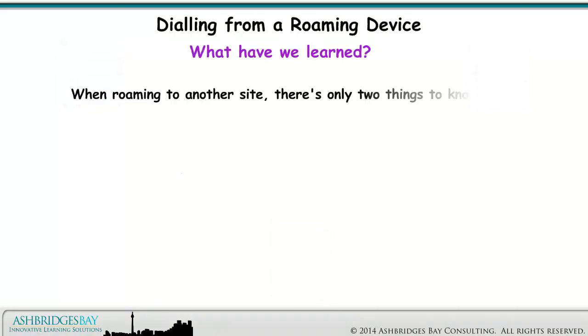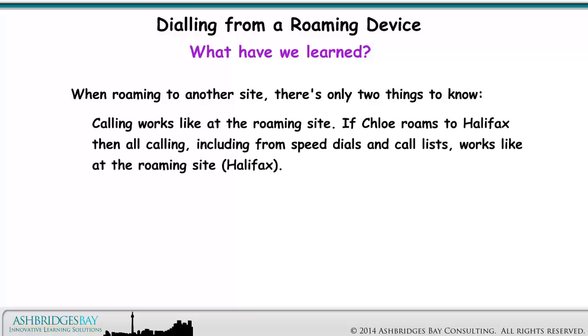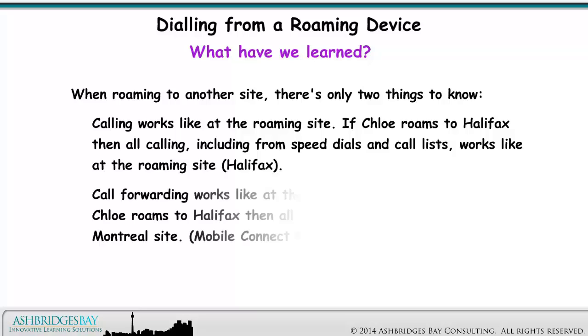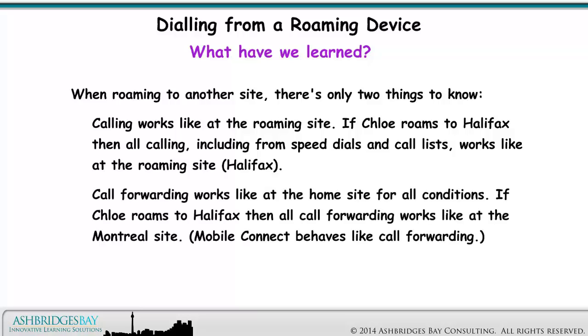When roaming to another site, there's only 2 things to know. Calling works like at the roaming site. If Chloe roams to Halifax, then all calling, including from speed dials and call lists, works like at the roaming site. Call forwarding works like at the home site for all conditions. If Chloe roams to Halifax, then all call forwarding works like at the Montreal site. Mobile Connect behaves like call forwarding.